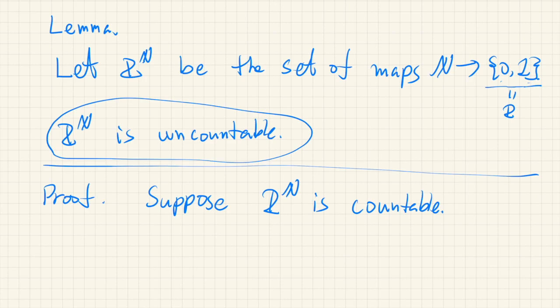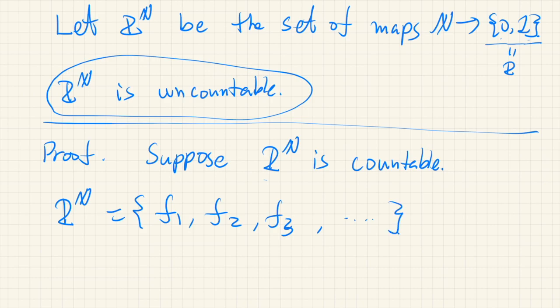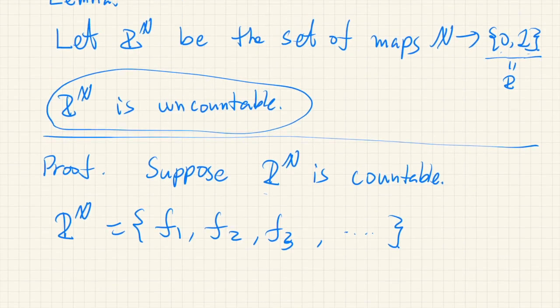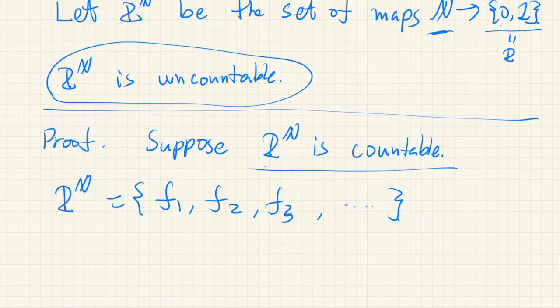Then what does that mean? It means the elements of this set may be enumerated, indexed by natural numbers. So then we can write the elements of this set as f1, f2, f3, and so on. This is actually infinite because the domain is the natural numbers. So there are infinitely many combinations of assigning 0 or 1 to each natural number. So anyway, if this is countable, then we can write the elements of this set as this.